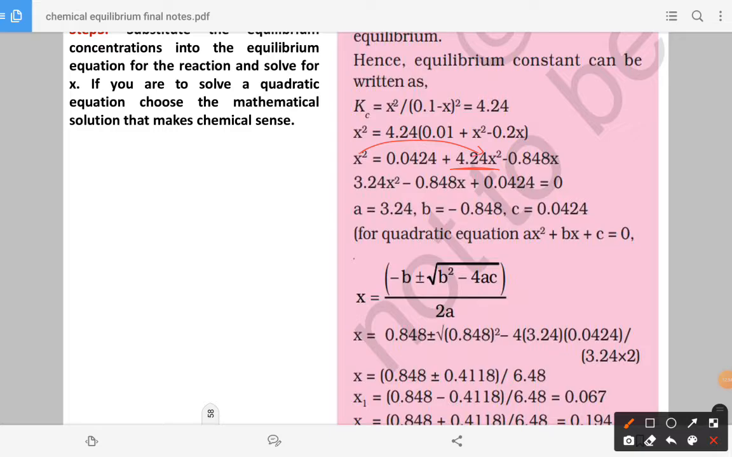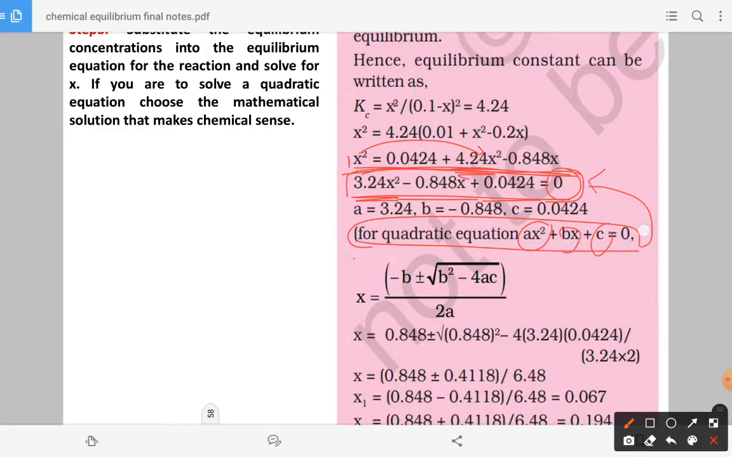Why? Because I am going to make the quadratic equation, since we have to solve for the x value. With this, the equation is converted into the quadratic equation. Bringing the x square term, 1 minus 4.24 gives minus 3.24. So we get minus 3.24 x square minus 0.848x plus 0.0424 equal to 0. This is called a quadratic equation, of the form ax square plus bx plus c.